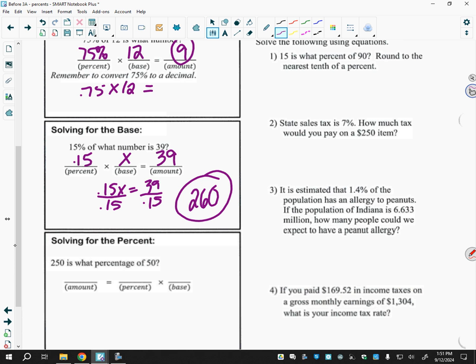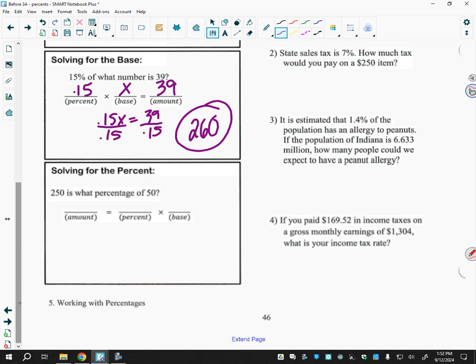50. That's a lot of percent. 250 is what percent of 50? So again, this one we're looking for the percent. So which one? 250 is what percentage of 50? No, they flipped it on me. 50 times x is 250, right? Because "is" is the new amount. I think the 250 goes here.